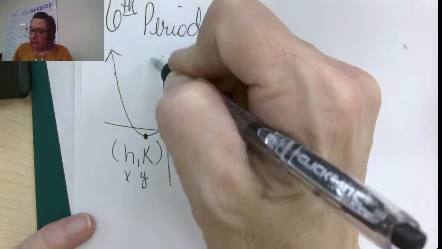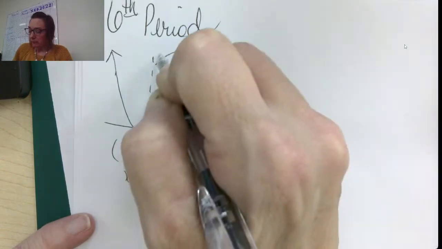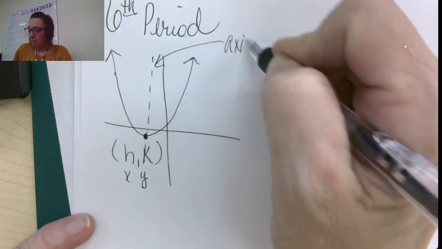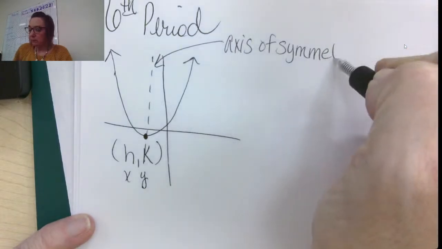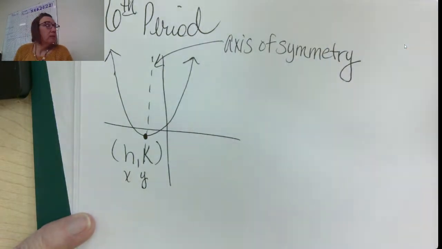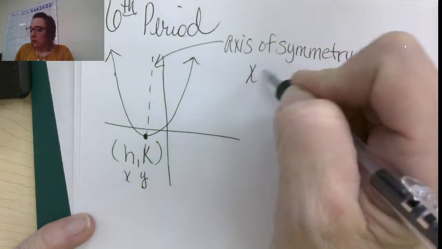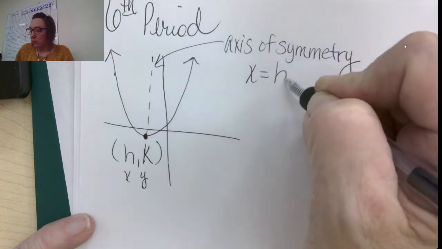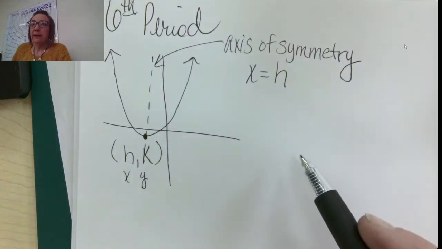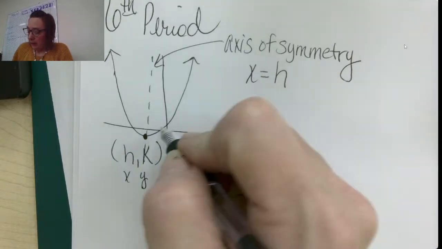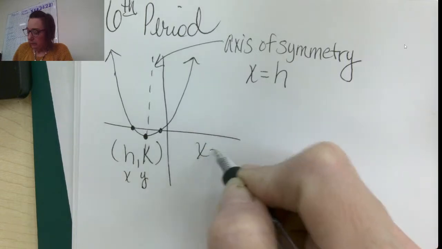You have this axis of symmetry. Remember that guy? Which is just a horizontal line. Right? And the equation of that is going to be x equals whatever h is. H being the x value of your vertex. Right? And then you've got your x-intercepts.